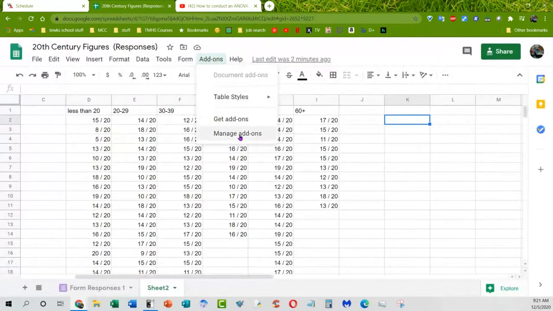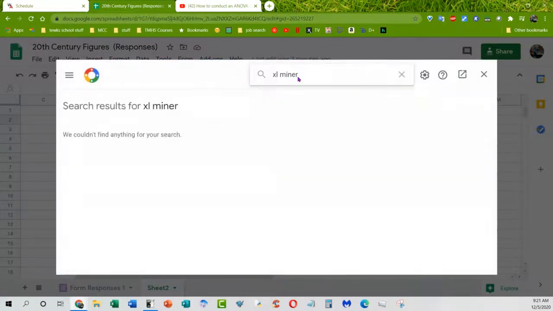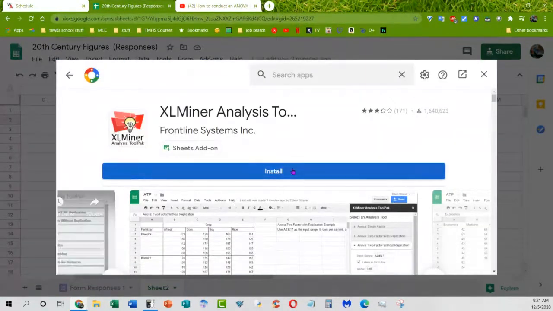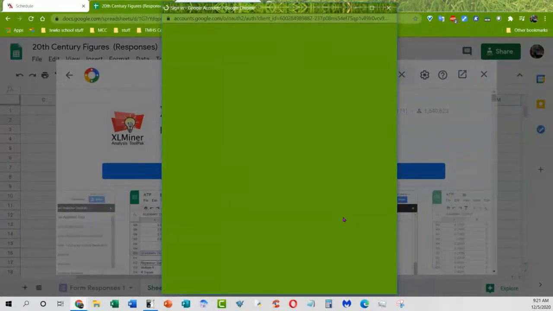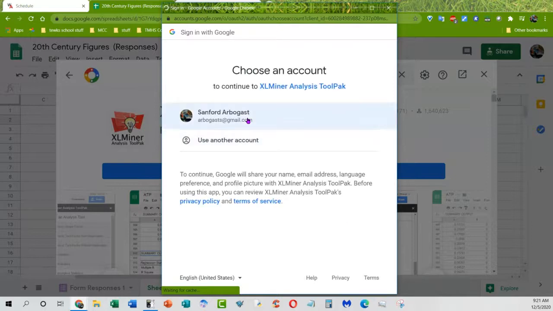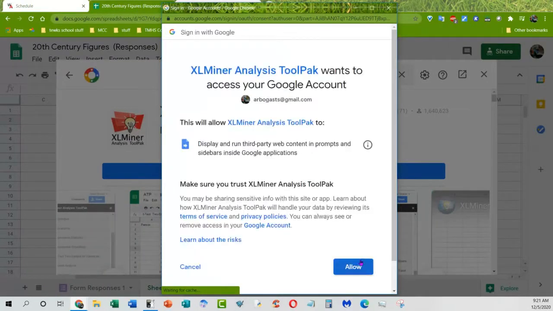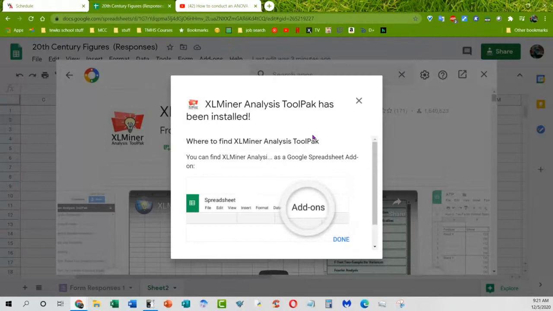All right, add-ons, get add-ons, Excel Miner. Okay, so I gotta install this add-on. Even in Excel, this is an add-on, but I always have it already installed. It's weird, like some of these things that they have as add-ons in Excel are really unnecessary because they don't take up any space, and why they don't leave things on or plugged in is beyond me. Okay.